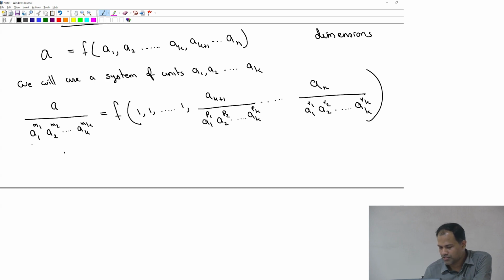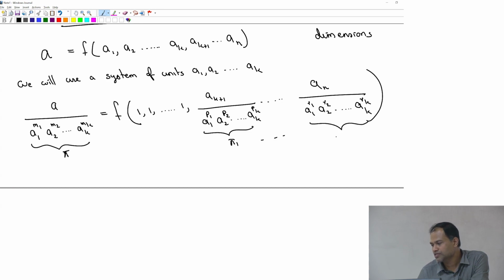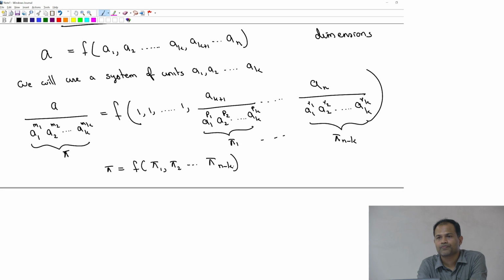Okay, for example, this, let's call it pi. This will be pi 1 and so on, and this will be the pi n minus k, because there were n minus k independent variables left. Okay, so essentially you have ended up by saying that pi is a function of pi 1, pi 2, etc. up to pi n minus k.